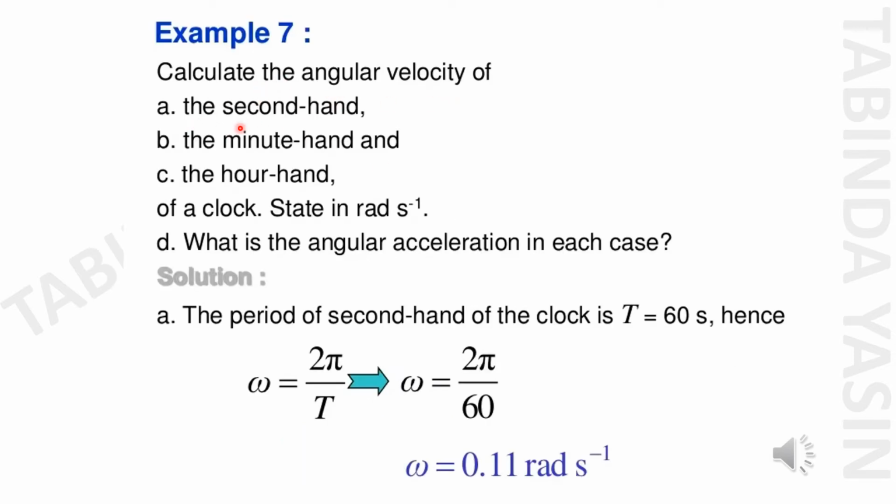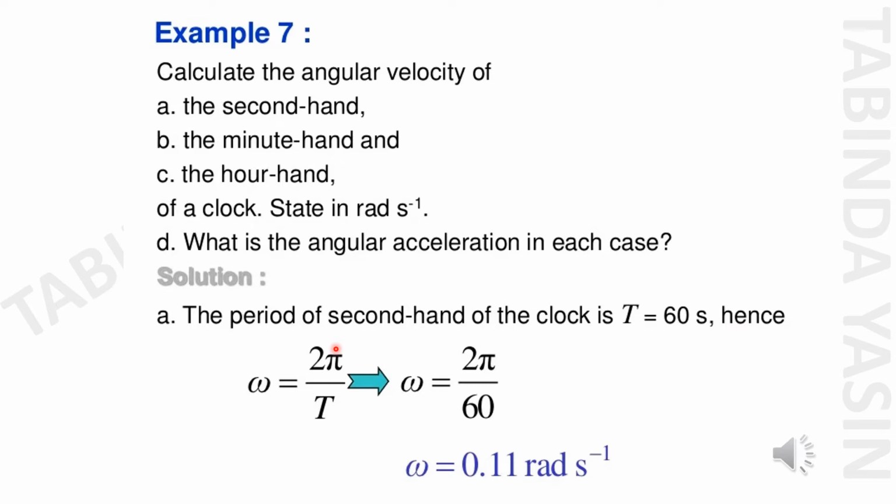Now another example: calculate the angular velocity of the second hand, minute hand, and the hour hand of the clock, in radian per second. And part D, what is the angular acceleration in each case? For the solution, part A, the period of the second hand of the clock is t is equal to 60 seconds. Hence omega is equal to 2 pi over t, as we know that omega is equal to 2 pi f and f is equal to 1 over t.